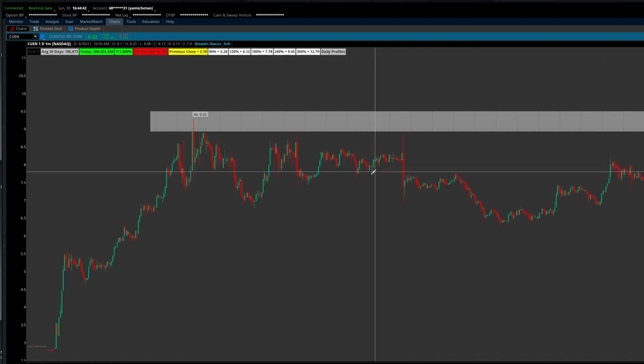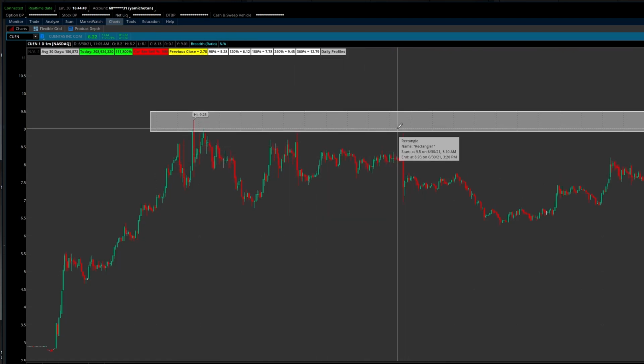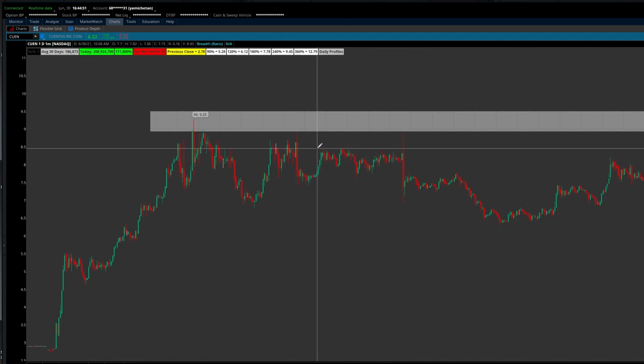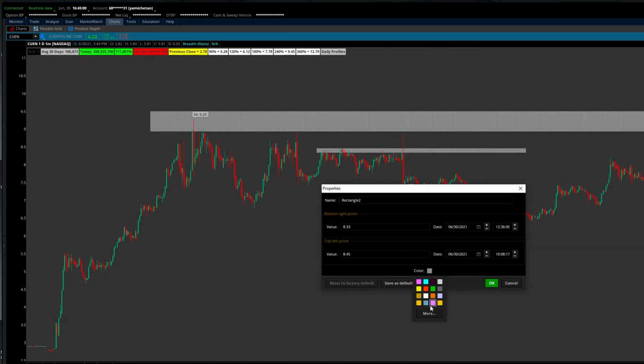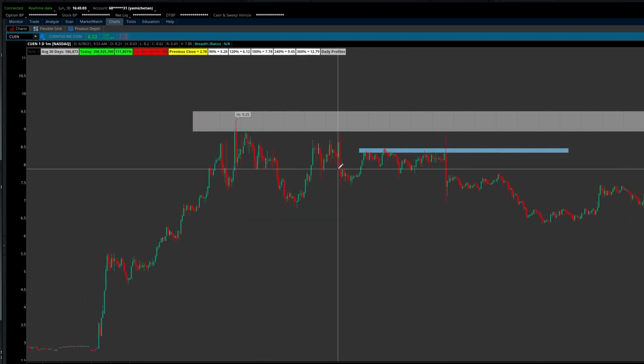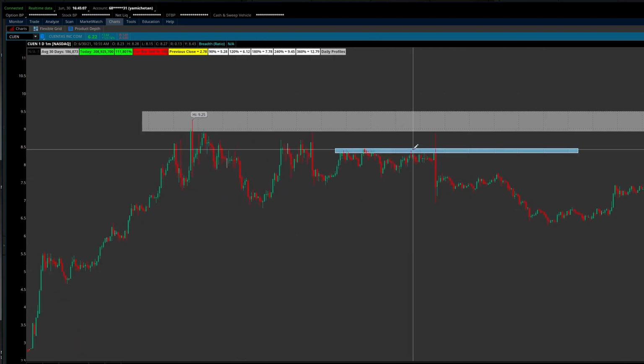I took a long here-ish somewhere. I'll grab it here, and I was hoping it would go up above 9. That's kind of where my target was. But I was watching the tape and watching the reaction here. This area was a smaller supply zone, and as it's trading up into this, I wanted to see it break through and then hold.